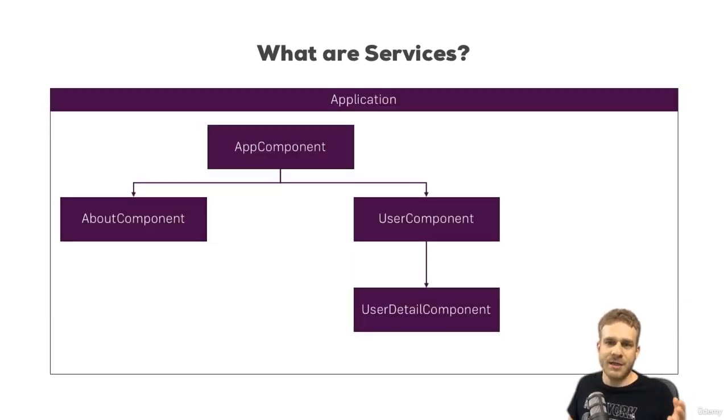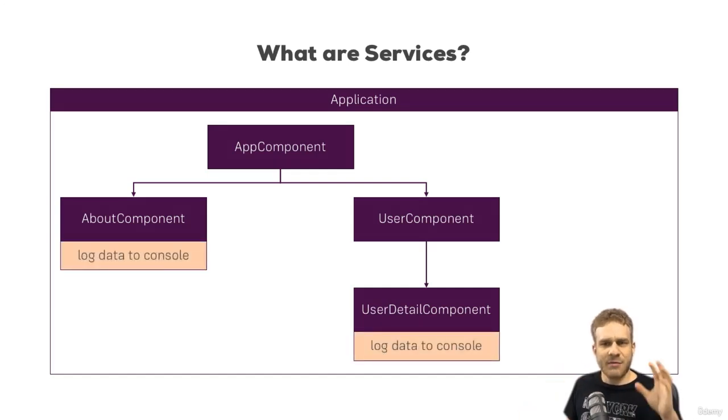We got an app component, an about component, a user component, and a user detail component. Now, we might have some methods in those components. Let's say we want to log some data to the console in the about component and in the user detail component. And somehow this log statement is pretty similar, so pretty much the same text. So we're basically repeating ourselves here. We're duplicating code in two different components.